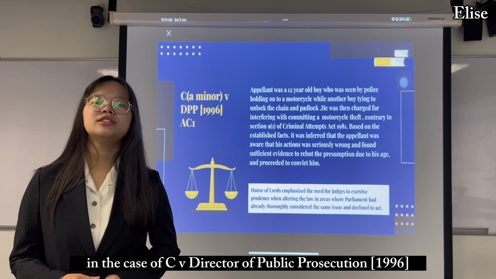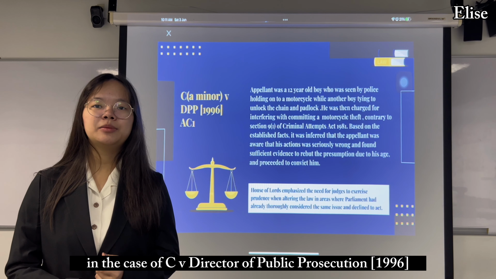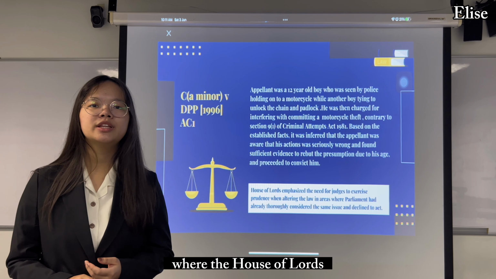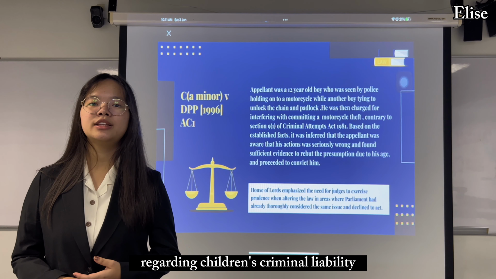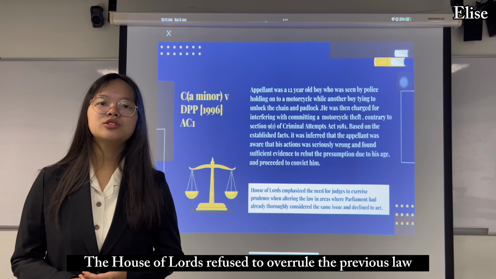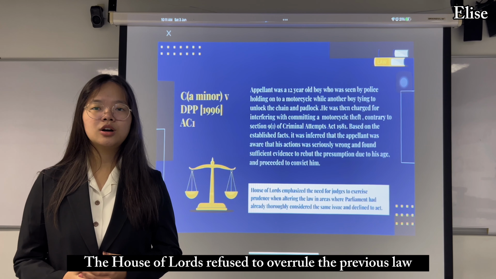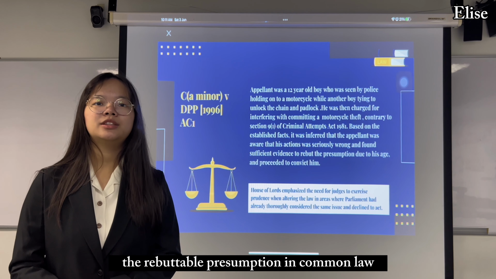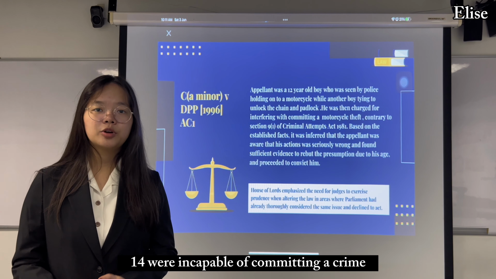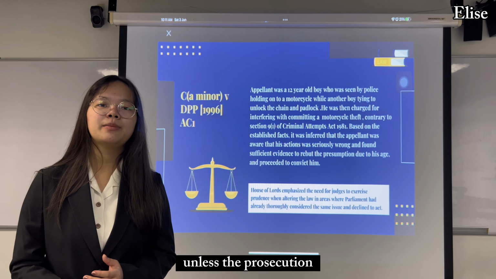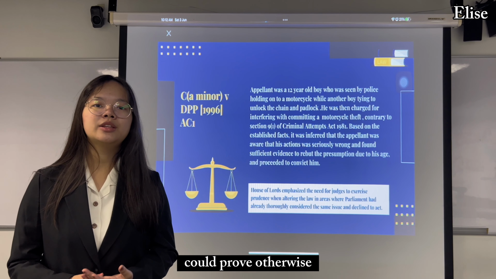Judges openly acknowledge the necessity of common law development, as well as understand their job is not to act as legislators. In the case of C against Director of Public Prosecutions 1996, the House of Lords was asked to consider a potential change in the law regarding children's criminal liability. The House of Lords refused to overrule the previous law, which established the rebuttable presumption in common law that children between ages 10 to 14 were incapable of committing a crime unless the prosecution could prove otherwise.